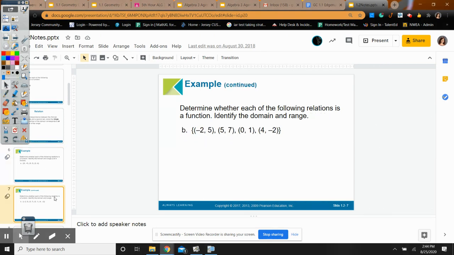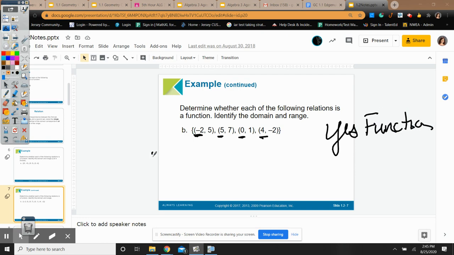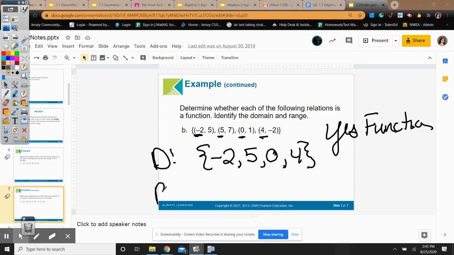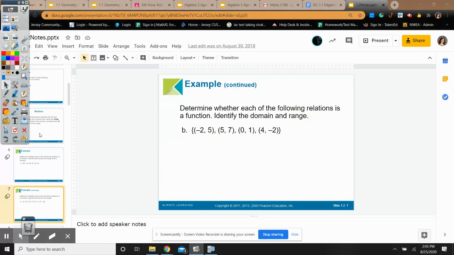Let's try this one. Is this a function? -2 goes to the 5, 5 goes to the 7, 0 goes to the 1, and 4 goes to the -2. There's no repeating. So every time I plugged in a -2, it shot out 1. This shot out 1, 1, and 1. This is a function. The domain will be those x values, -2, 5, 0, and 4. I don't think you have to put them in the correct order. And the range will be 5, 7, 1, and -2. Okay, so that's domain and range.